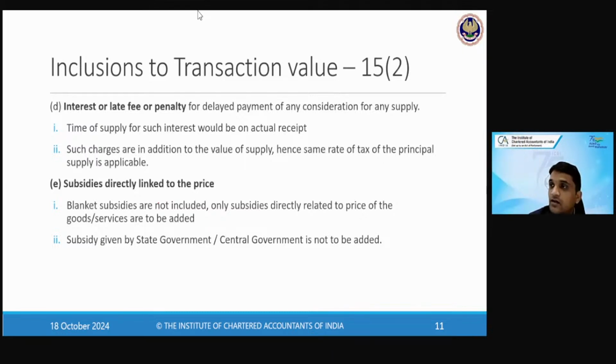So if you're giving a bag to a school for 500 rupees, and the government is saying no, that school cannot pay you, you sell to them for 300 rupees, and 200 rupees we will compensate you through a subsidy. So will you charge GST on 500 or 300? 300, correct, because this subsidy is coming from the government. A government subsidy is not to be charged with GST. This is price support by the government. So only subsidy given by the central government or state government, you will not add.